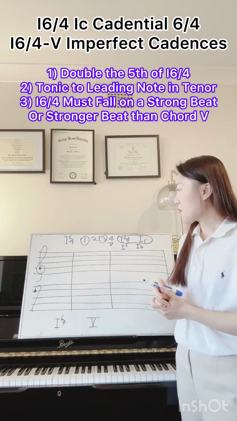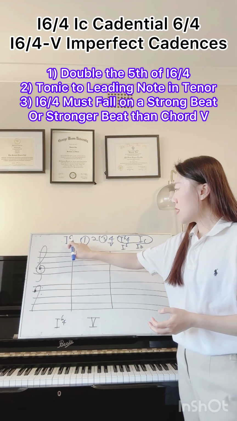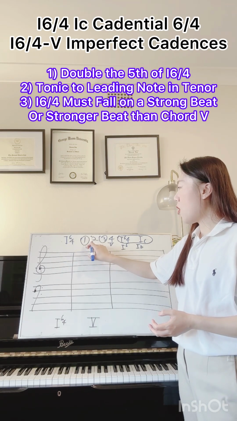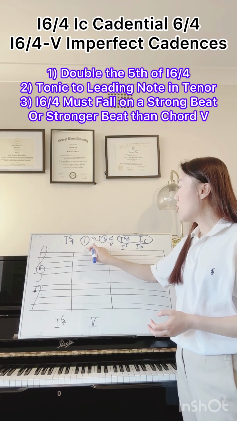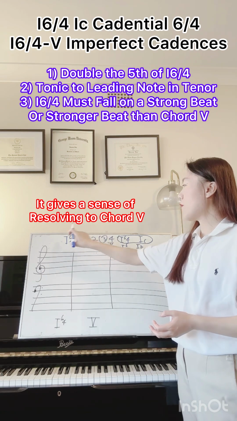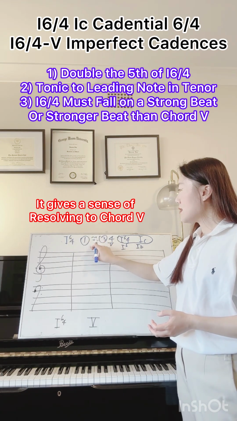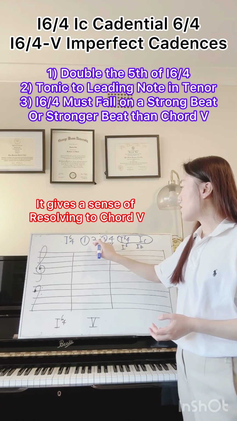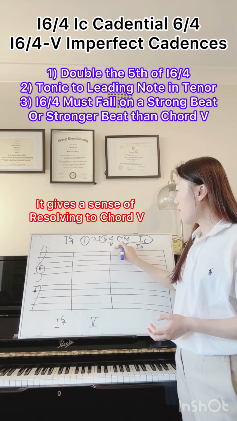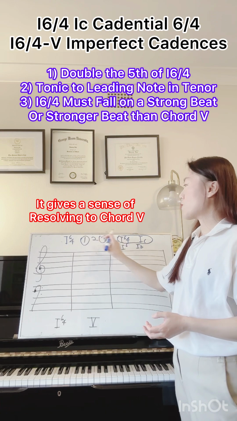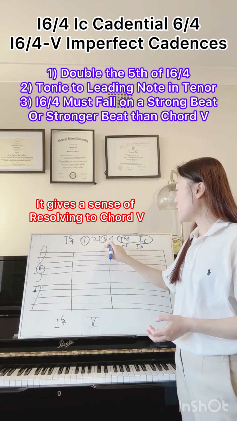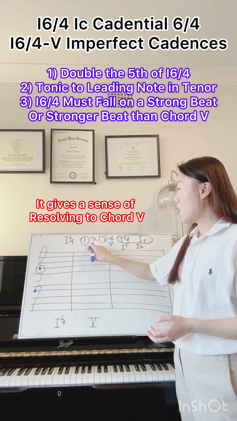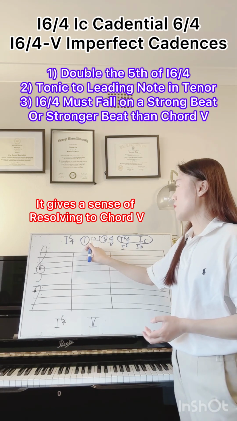So make sure when you're using 1-6-4, it must fall on the strong beats. Count 1 or count 3 when you're using in 4/4 time signature. At least has to be stronger beat than the chord number 5. So for example, if you're using chord number 5 on count 4, 1-6-4 has to be stronger beats at least. At least has to be on count 3 or of course 1. 1 is always a strong beat.